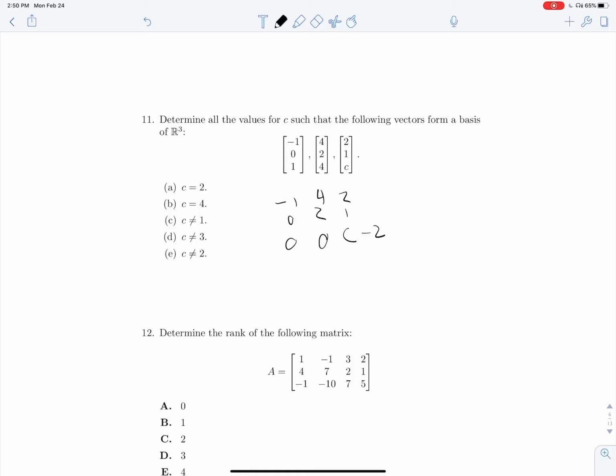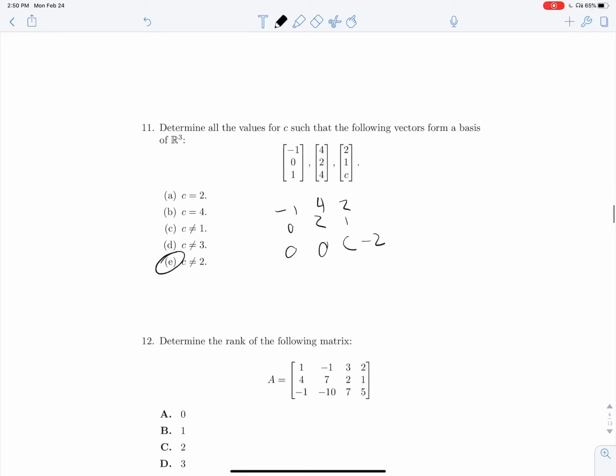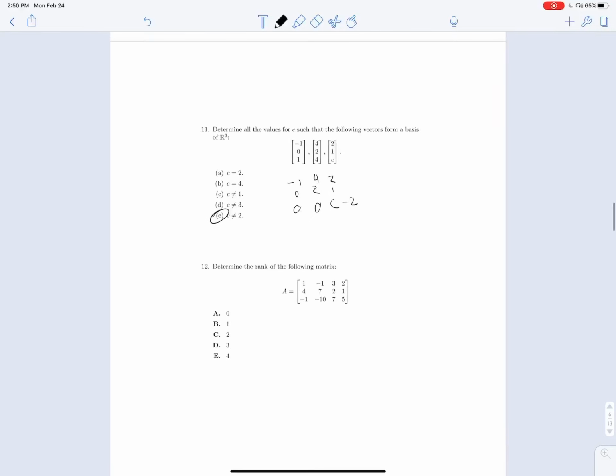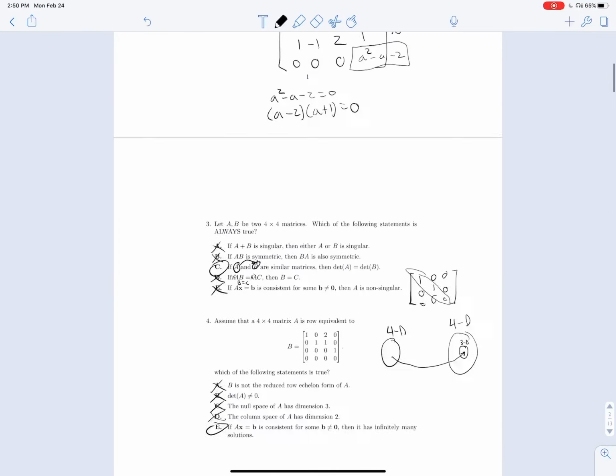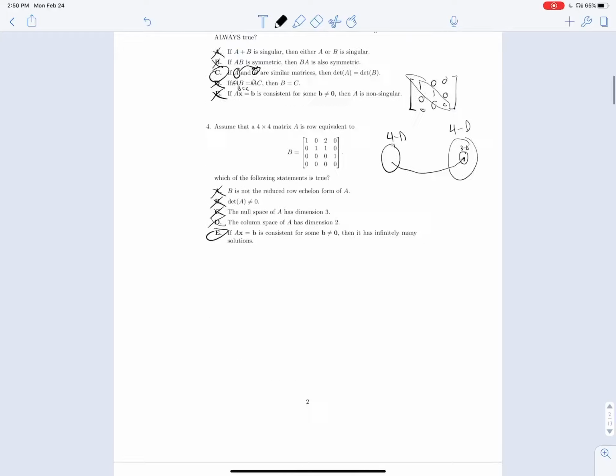And we see that if C is equal to 2, then we do not form a basis because we'll have a row of all zeros, so therefore only 2 pivot positions. But if C is not equal to 2, then we're good, and we have 3 pivot positions. So 11 is E.